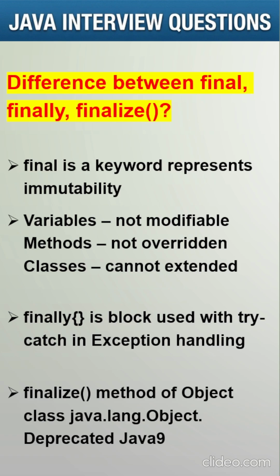Then comes finalize. Finalize is a method of the Object class. It is deprecated since Java 9, and it was used by the garbage collector for garbage cleanup.